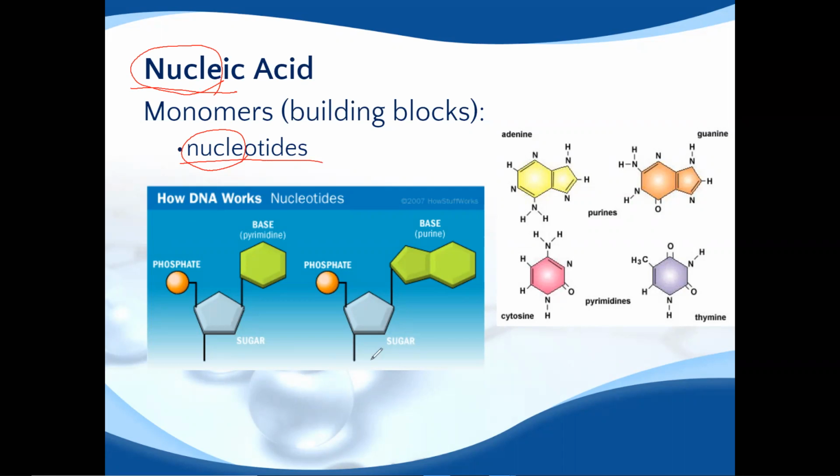Okay, so a nucleotide is made up of three things. It is made up of a sugar, a phosphate, and a base. I will be asking you to recognize the three parts of nucleotides at some point. So sugar, phosphate, base is what you should tell yourself. Sugar, phosphate, base. Those three things make up the building block of a nucleic acid.